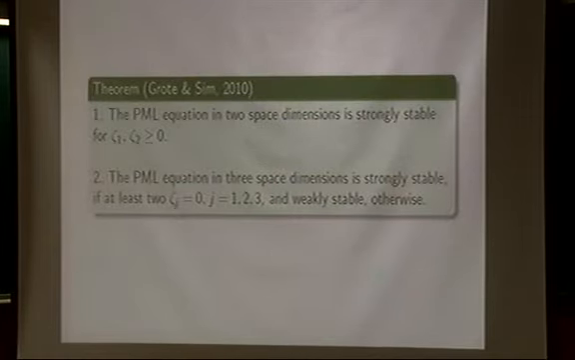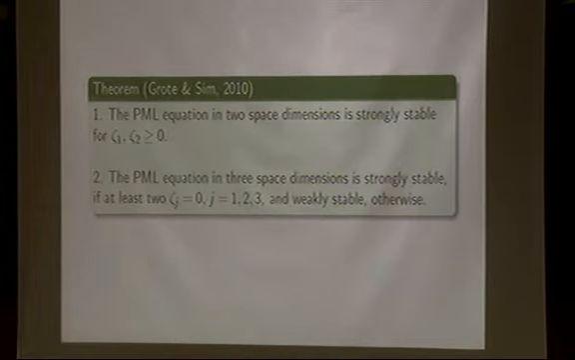I also submitted this research topic. The PML equation in two space dimensions is strongly stable for damping parameters, in that case theta 1 and theta 2, which correspond to sigma. But the PML equation in the 3D case is strongly stable and needs two layers. For example, you have a 3-coordinate system, and at least two of the damping parameters are non-zero; otherwise it's weakly stable. That means our new equation is stable, so you can use it without any problem in numerical study.